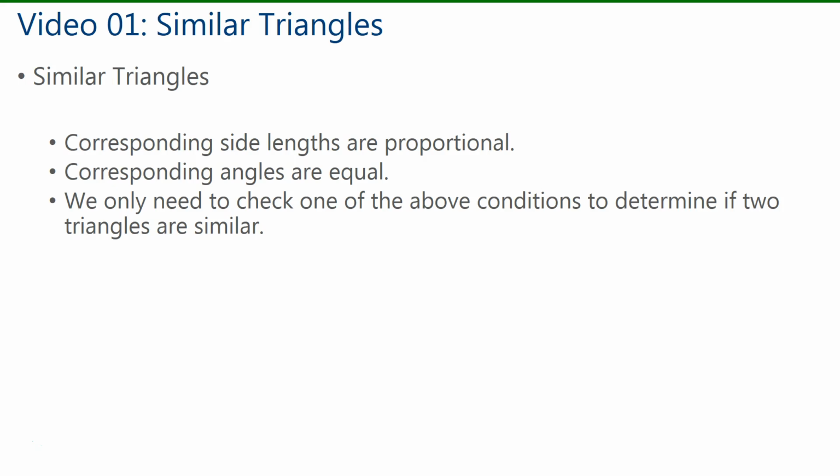So very similar to the properties of similar polygons, except that for similar triangles, we only need to check one of the above conditions to determine if the two triangles are similar. If we had similar polygons, we would have to check both conditions.